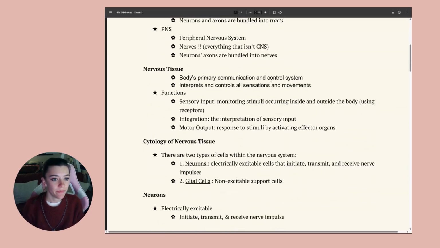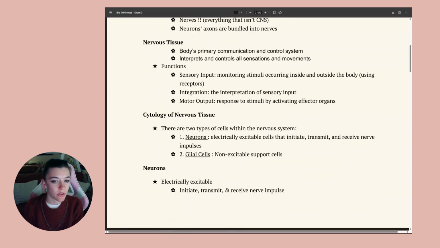Nervous tissue is the body's primary communication and control system. Nervous tissue interprets and controls all sensations and movements. Functions are sensory input, which monitors stimuli occurring inside and outside the body using receptors. Integration is the interpretation of sensory input. So first it gets the input, and then it has to interpret it. And then there is motor output. It has to respond, so it's a response to stimuli by activating effector organs.